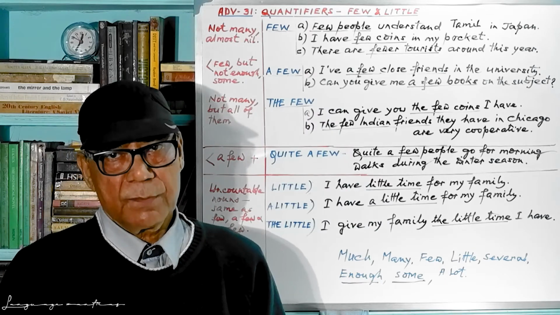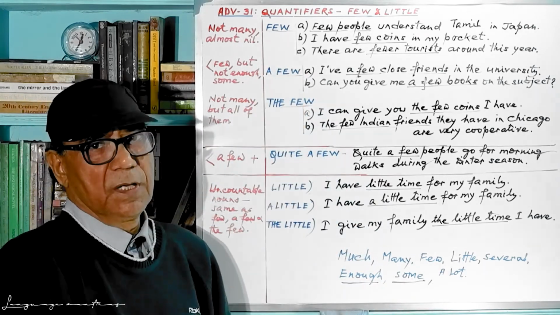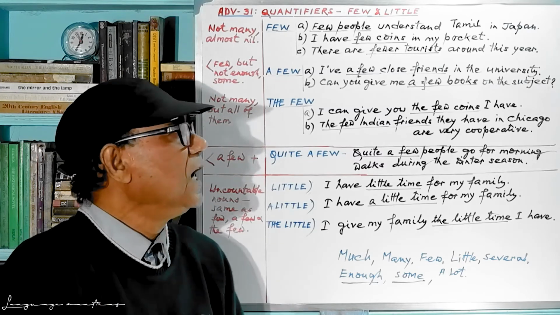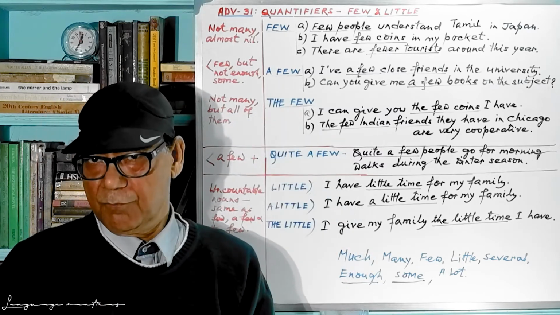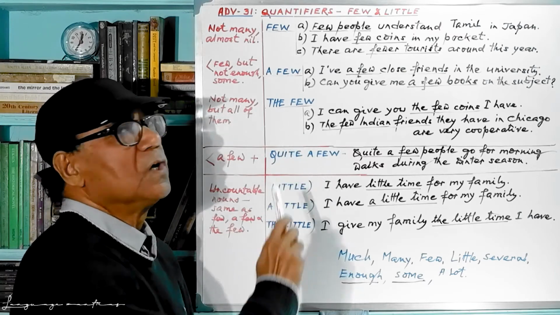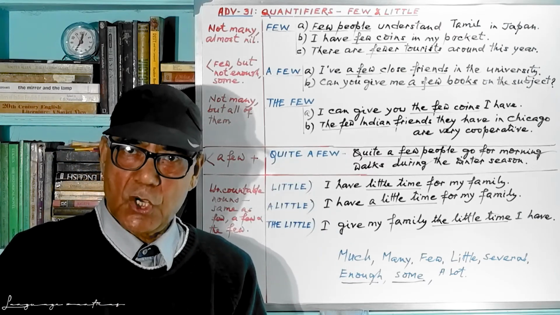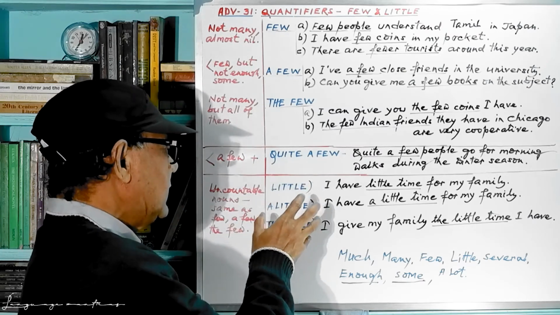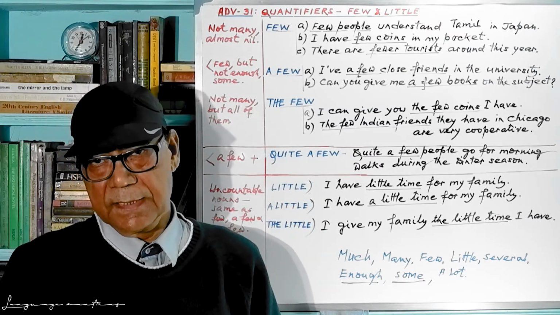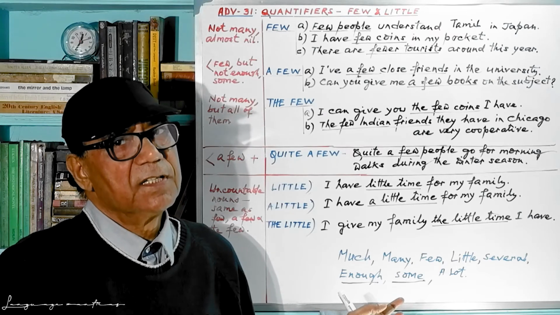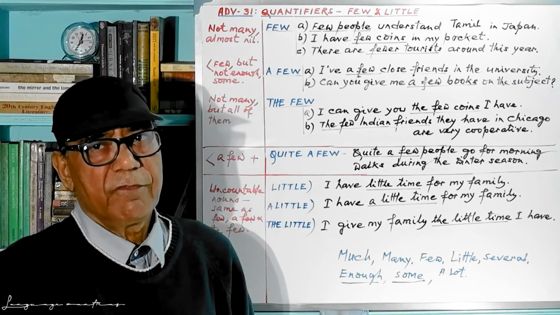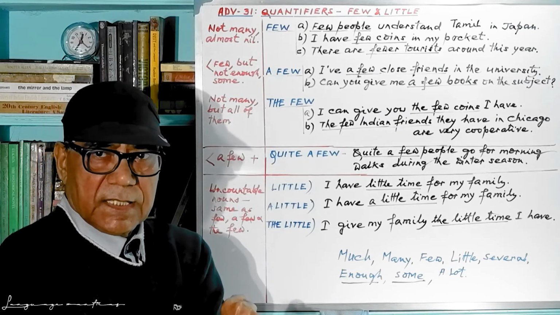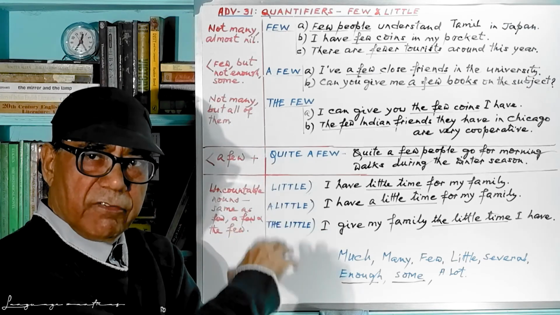If something is countable, you can use few, but you have to remember that few means almost negligible. A few, something more than few, and the few, it is almost negligible but all together. So it is little, a little, and the little. Only difference is that little is used to refer to something uncountable. I think this will help you understand the difference.